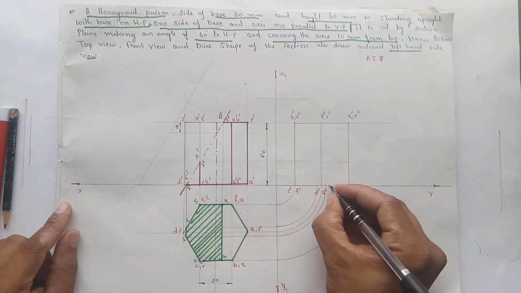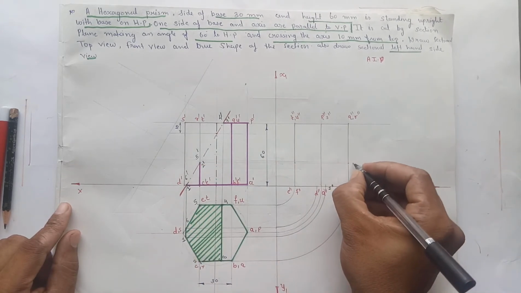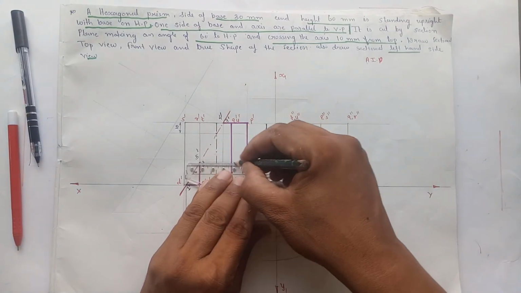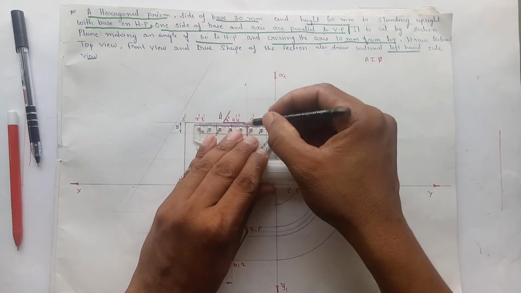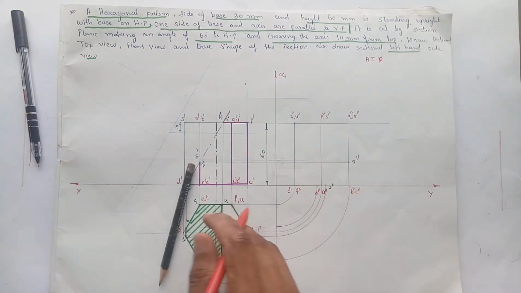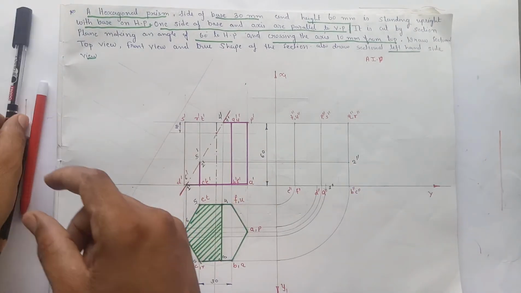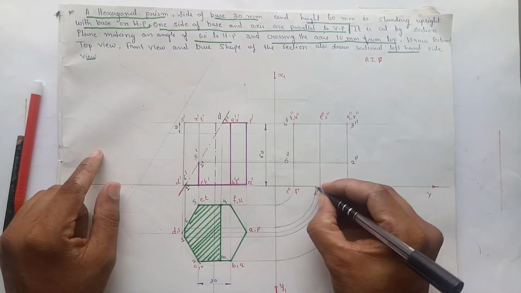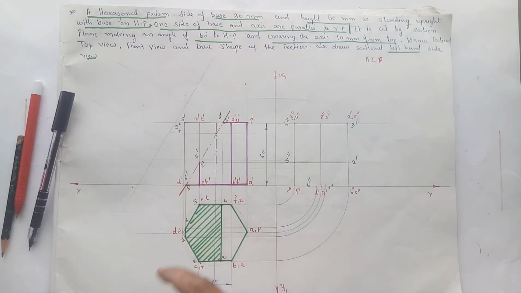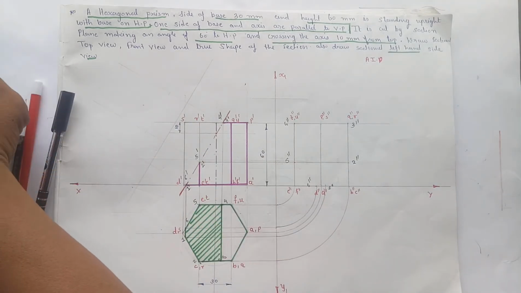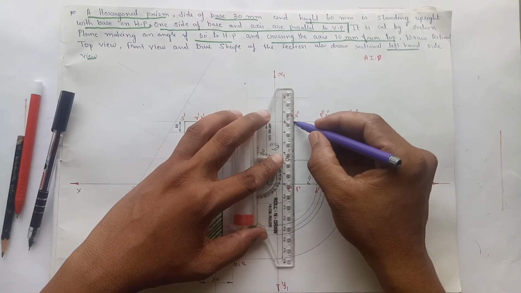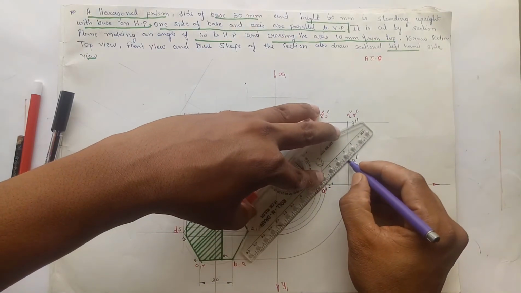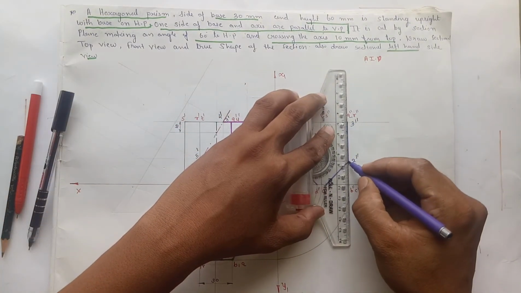So this will be the first point, 1 double dash. Here will be 2 double dash, which we have projected from the front view, and 3, 4 will be at the top. Here will be 3 double dash, here will be 4 double dash, 5 double dash, and 6 double dash. Now join this part to show the section in the side view. So this will be the sectional side view.